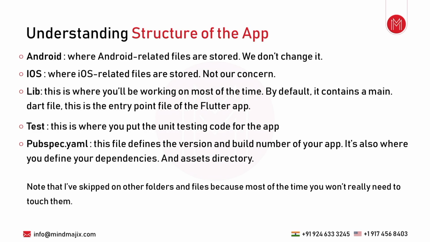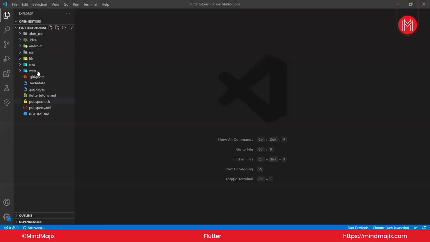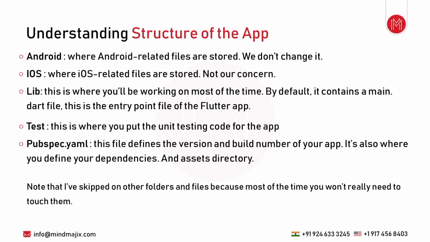The ios folder has all the files which will be used to build an iOS application. But we will just do small changes which are required, not the core code. Now the lib folder. This lib folder is the main thing. This is the folder which we will use again and again. This is where we will be working most of the time. By default, it contains main.dart. This is the entry point of the Flutter application.